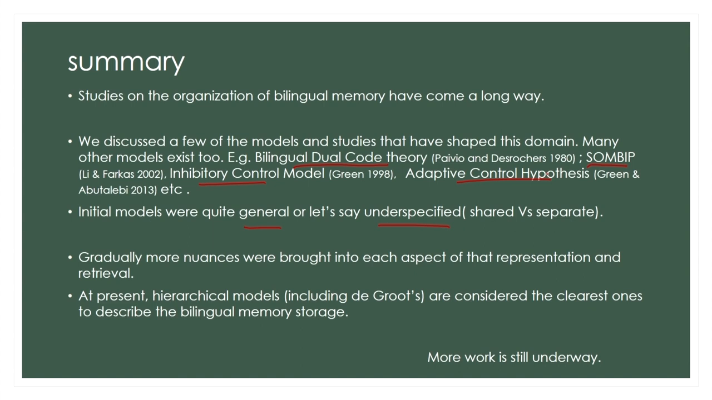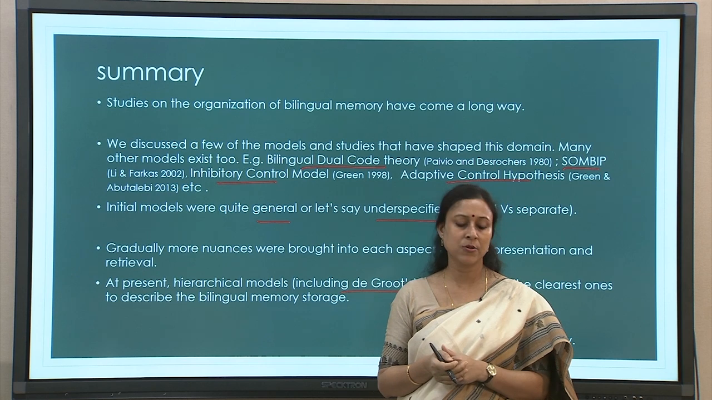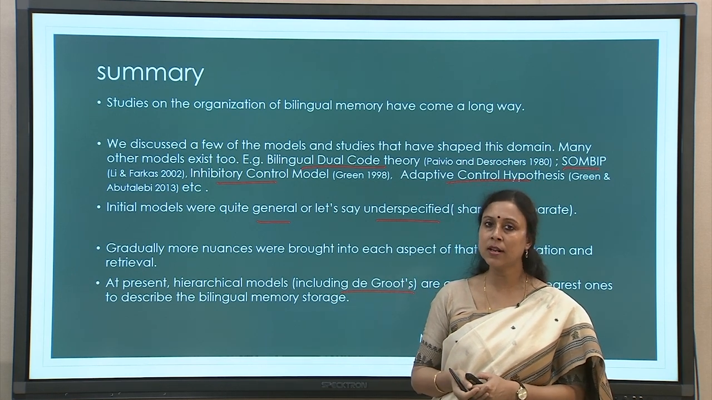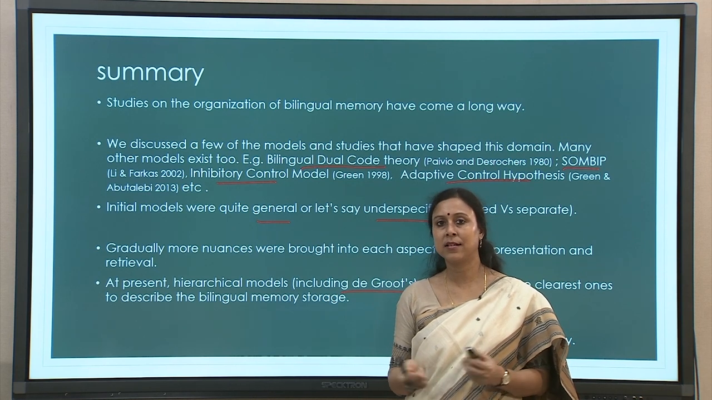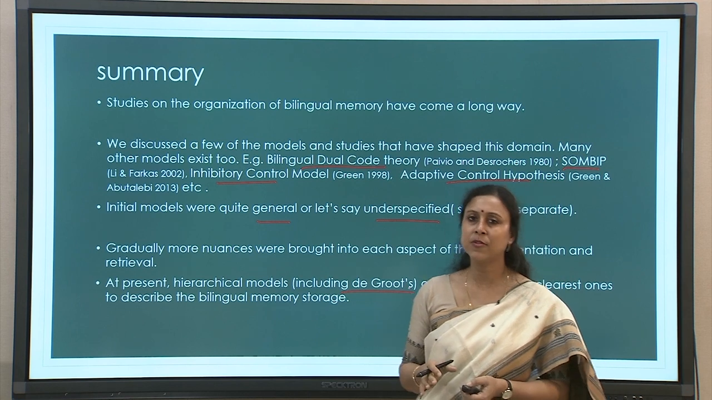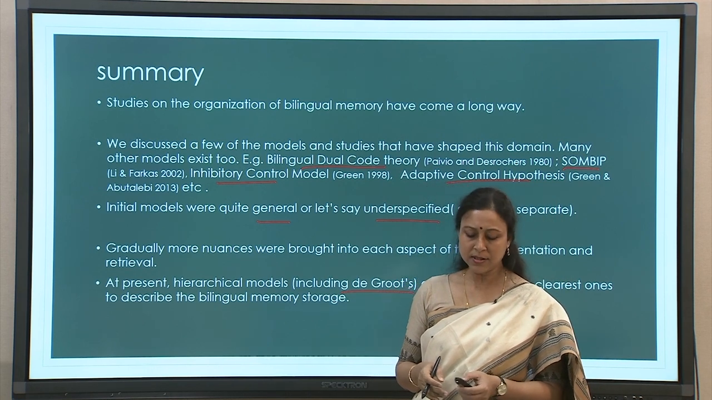So this includes the RHM and also the model proposed by De Groot. These are the ones that are most commonly cited. So this is where we will come to an end to this part on bilingual memory storage. However, we must remember that a lot of work is still going on, and this is still, as we say, under construction. But as things stand today, the most cited models are those of Kroll and De Groot.